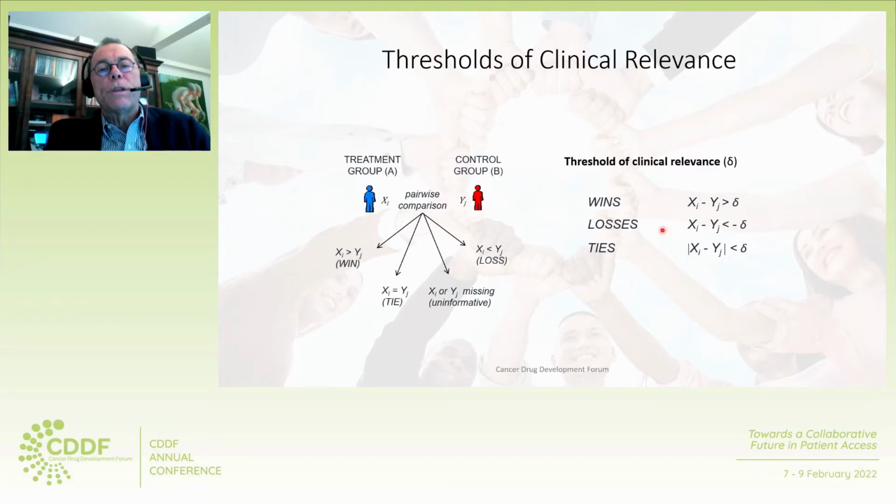Now, what makes this method particularly attractive is this business of the threshold of clinical relevance. When you compare the outcome of the first patient with the outcome of the second patient, you can decide that the pair is a tie if the difference in that pair is less than the threshold of clinical relevance. So, for example, for survival analysis, you could say, well, if the difference between the 2 survival times is less than 3 months, let's say, then I would consider that that difference is really not clinically important. If the difference is more than 3 months, then of course it becomes important. And I can do the analysis with different thresholds just to see what kind of threshold would make the treatment significantly better than the control.